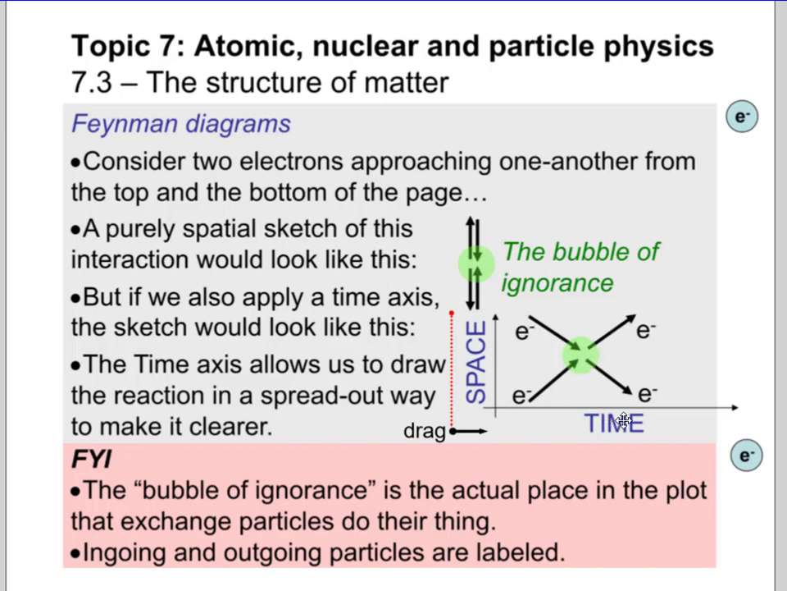And you can notice there's some arrows. Time ticks to the right here. So the two electrons come in, something happens, they're both repelled. It's not like a vector diagram where the angles mean anything. We won't read that deep into it. Okay, so the bubble of ignorance, as I said, that's the actual location that we're investigating.